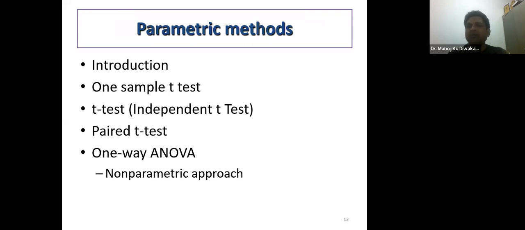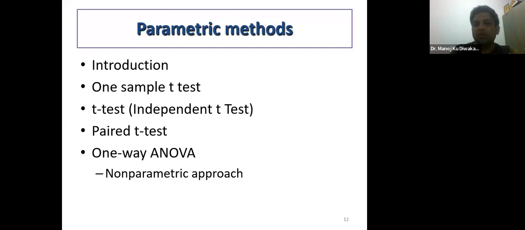A parametric method is one where, while doing hypothesis testing, there are some assumptions. If those assumptions are fulfilled and met by your data, then you go for the parametric test. If these assumptions are not met or not fulfilled by your data, then you go for the non-parametric method. This is the difference you will see between parametric and non-parametric.